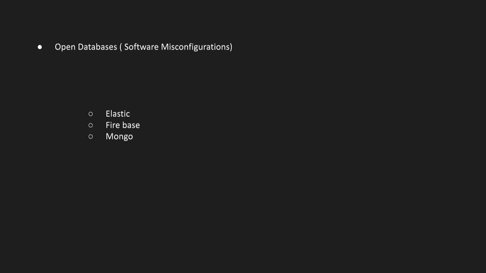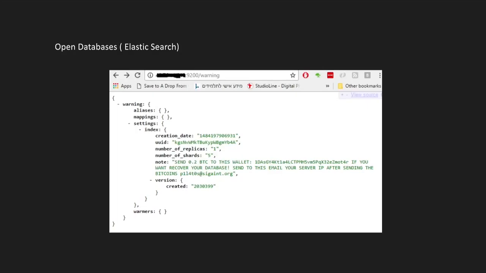Now, the problem with these choices is that many of the older versions of Elasticsearch and MongoDB never had a default password. So any developer who chose to use an older version of MongoDB and Elasticsearch ended up exposing their databases on the internet. What you see over here is actually an Elasticsearch which had no password, and by default Elasticsearch runs on port 9200.